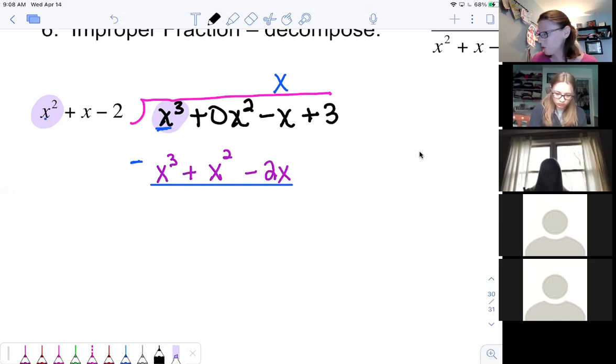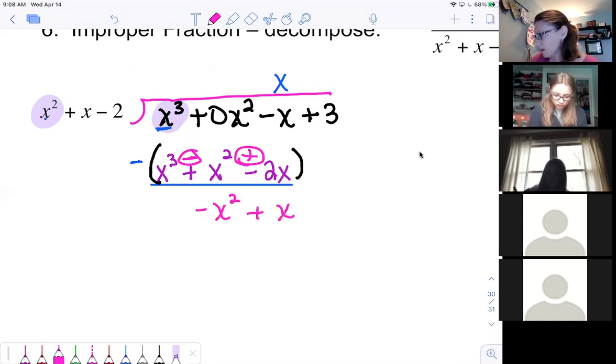And then he said you subtract. And remember, when you're subtracting, you subtract all of it. So that means I'm subtracting the x squared and we're adding the 2x. So we end up with negative x squared plus x, and then we bring down the 3. So Peter, you have an x squared. We need to make it a negative x squared. What would you multiply it by? Negative 1. A negative 1.